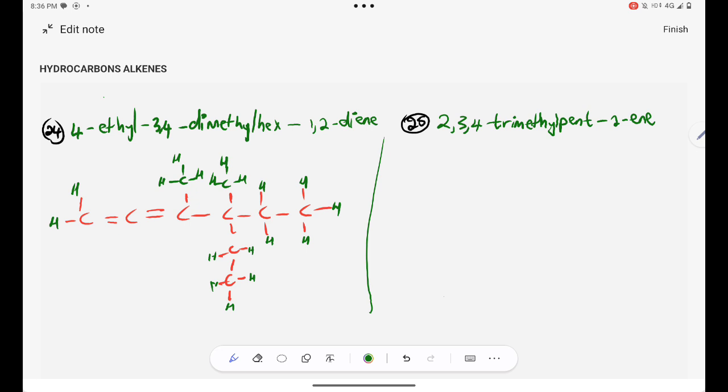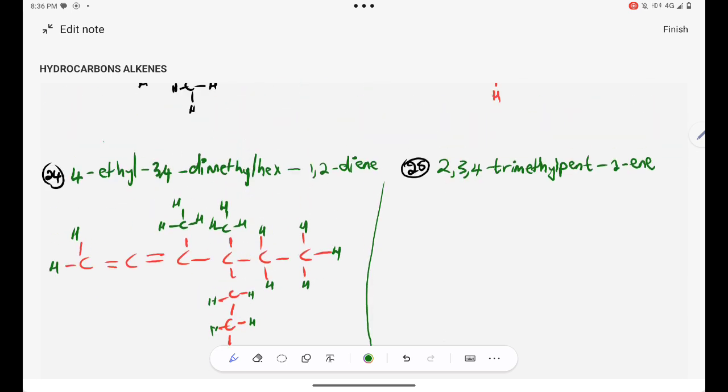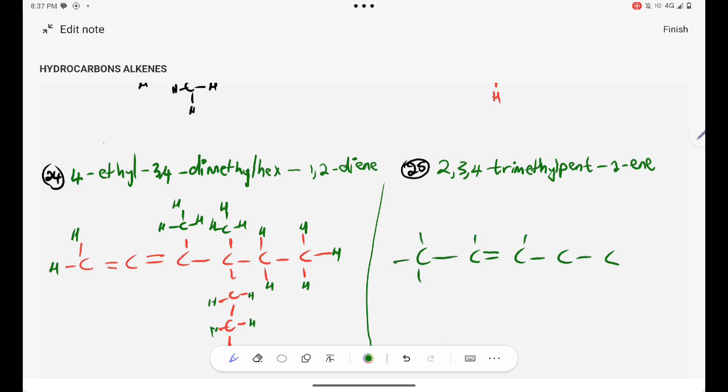Okay, and then for the last one, hopefully, I have 5 carbons, 1, 2, 3, 4, 5. Between 2 and 3 I have a double bond. Okay, the structure will be like this. And then carbon number 2, I have a side chain. Number 3, I have a side chain, and number 4, there's a side chain as well. All you have to do is to write down the hydrogens.